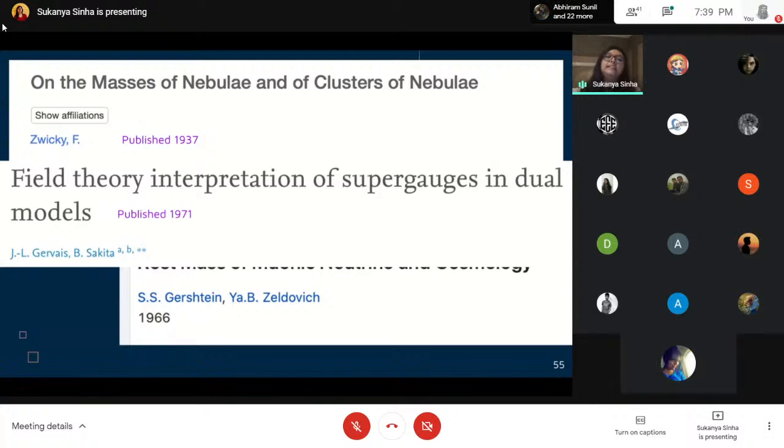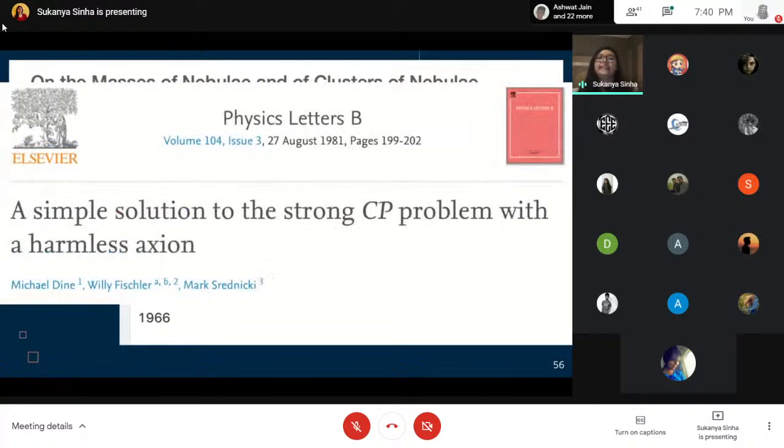And till date, there are theorists who have devoted their life to supersymmetry and understanding how this beautiful theory is behaving. So that was another suggestion for a dark matter candidate. After that, in the 80s, came the theory that there might be something called an axion.